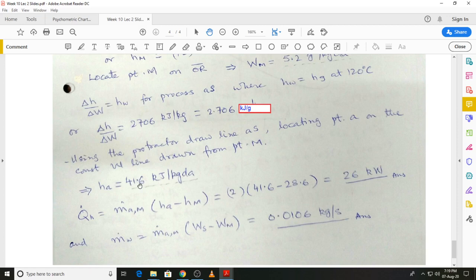And the amount of moisture that is added, again we use the basic result that m dot w is m dot a into delta W, and the delta W values will be between states S and M. You can say states S and A, or states S and M. They are the same because the humidity ratio at A is the same as the humidity ratio at state M, and we get a mass flow rate of saturated steam to be 0.0106 kilograms per second.